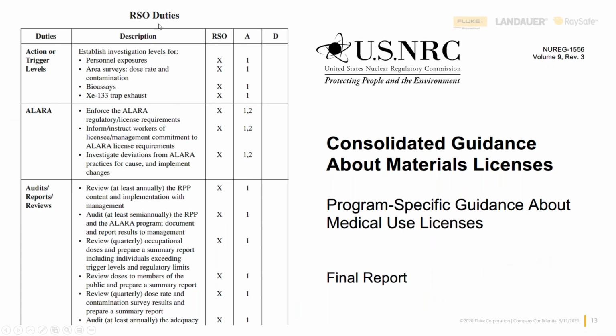This is one of the appendices from AAPM Report 160, and it's a table to go through each item of your radioactive materials license or the duties and assign someone to do that, whether it's the RSO or a technologist or a secretary or the physicist or someone like that. And then this is the front page of NRC NUREG-1556, Volume 9, Revision 3. If you Google that, you'll find it. These are open and available on the internet.